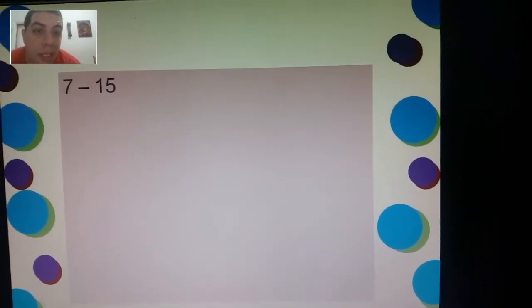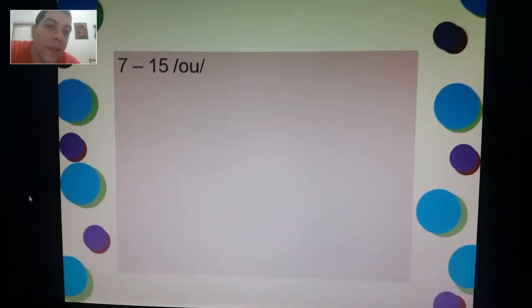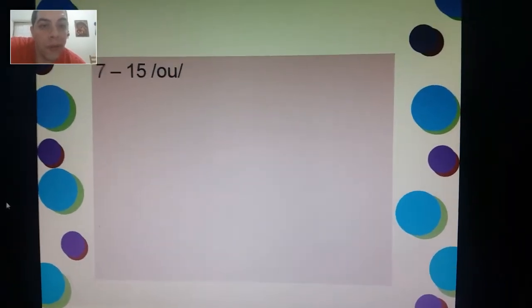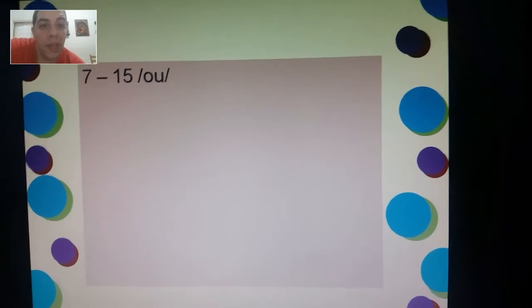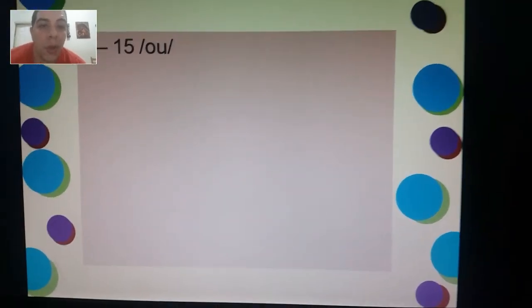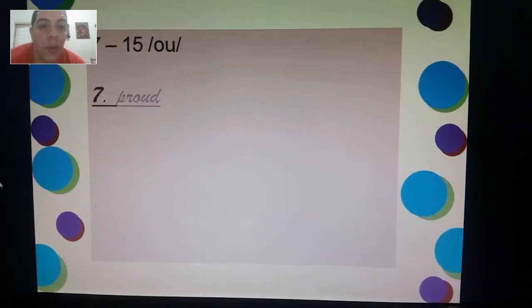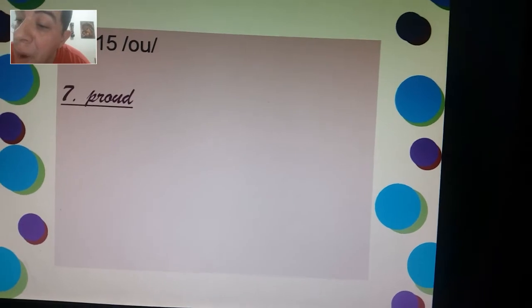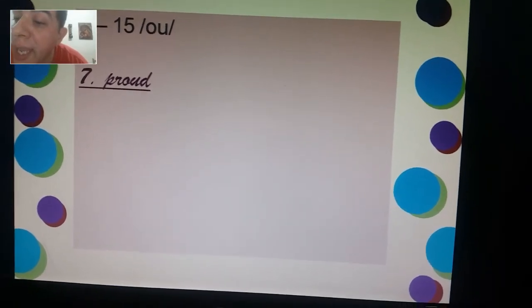Okay, next will be number 7 through number 15. 7, 8, 9, 10, 11, 12, 13, 14, 15. We're looking for the rest of the words, and the rest of the words have the sound OW, and the spelling is OU. So number 7, proud. Proud. I am proud of myself for getting an A.